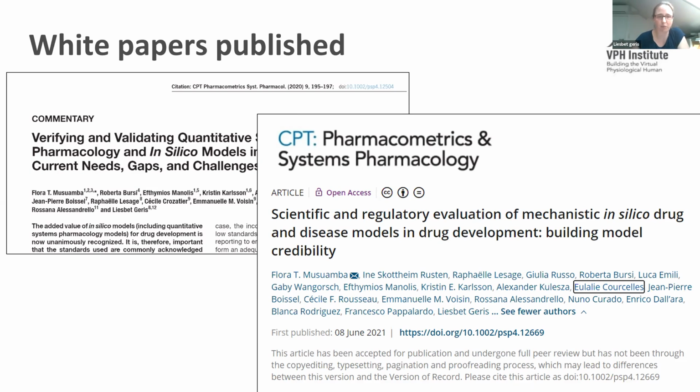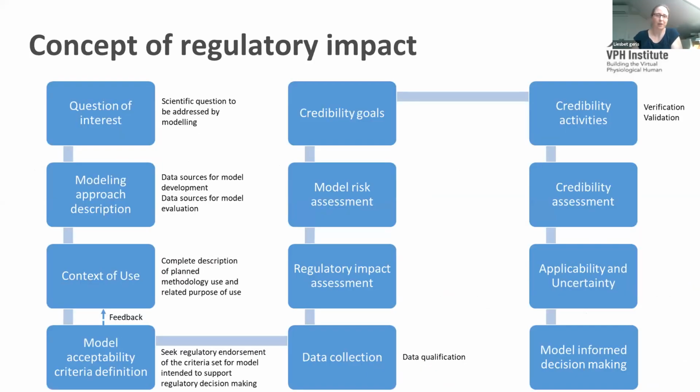And this was written down in 2 papers that came out over the last 2 years, with participation from all the stakeholders, as you can see if you look at the affiliation of the different people. And what is so special there, or what is this pathway to regulatory impact? Well, very briefly, it starts with a good definition of your question of interest and your modeling approach description. You go to a context of use, saying, what is the case where I want to use my models? And then you define how could I possibly validate this?